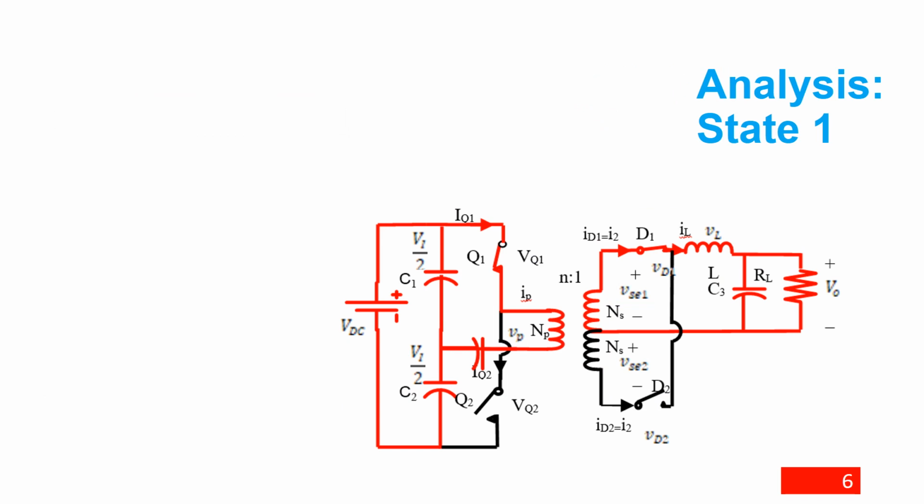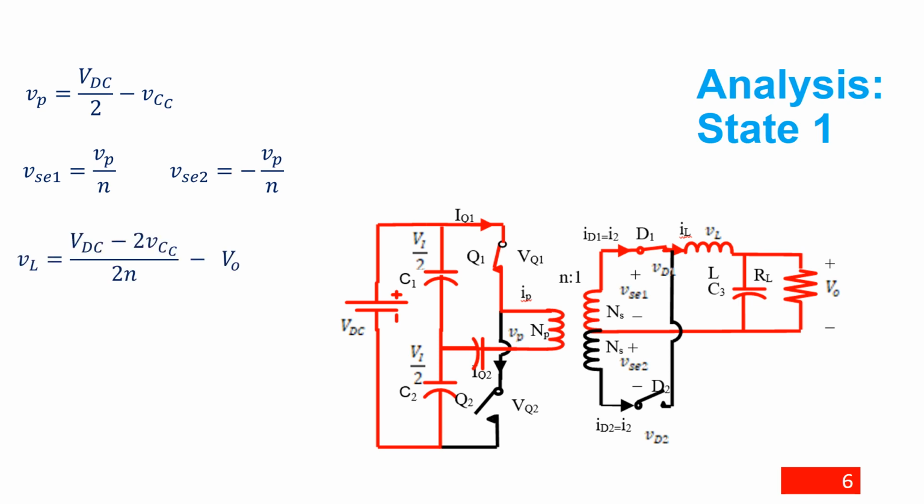Analysis. Assuming continuous inductor current, the circuit operates in three states. In state 1, Q1 is turned on. The positive V secondary 1 turns on D1. The voltages of the primary, secondary, and inductor can be defined as shown.